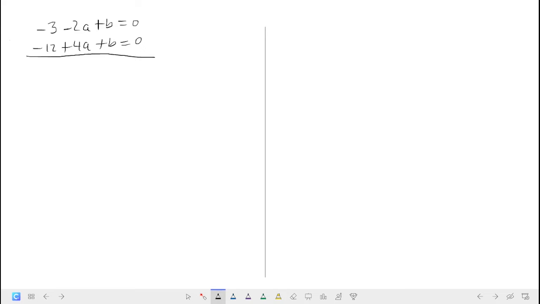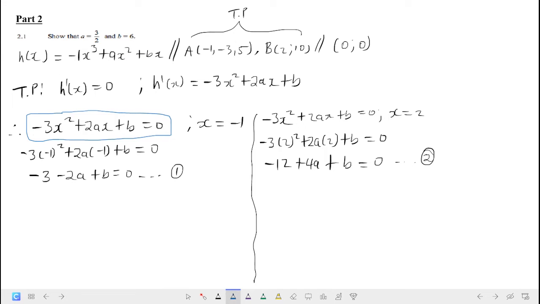So I'm going to take this one and subtract this one. So minus 3 minus minus 12 gives me positive 9. Minus 2a minus 4a gives me minus 6a. Now b minus b gives me 0 equals 0. So this then means I have 9 minus 6a equals 0. Then minus 6a is minus 9, divided by minus 6 on both sides. Then a is 3 over 2. As you can see here, we got the first value, for a. So let's go ahead and look for the second one.